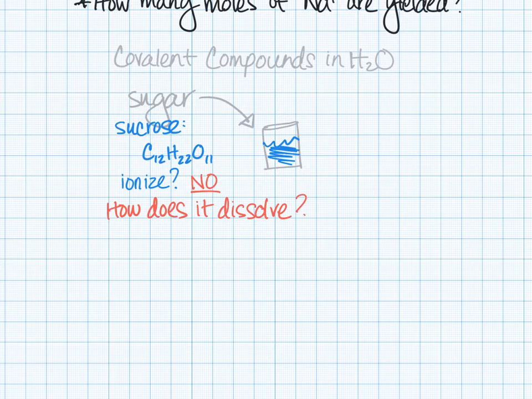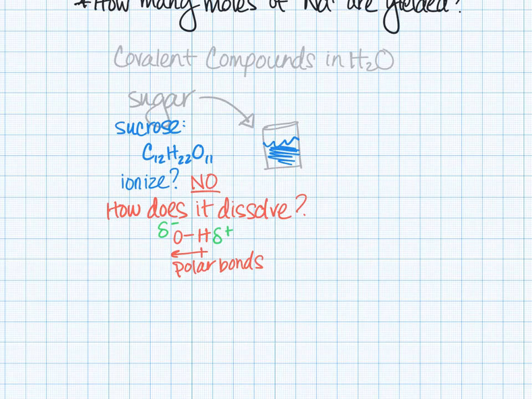Well, the answer is because sucrose has these OH bonds, just like water does, and these OH bonds are very polar. They're polar bonds, which means just like in water, there's a partial positive end and a partial negative end, which allows the water to also make contact with the different ends of the sucrose molecule and solvate it as well and dissolve it into water. But no, it does not ionize.